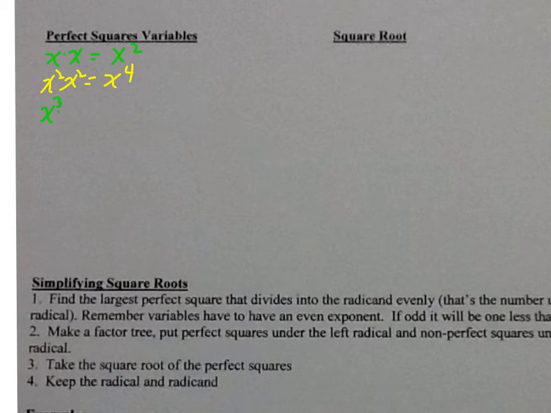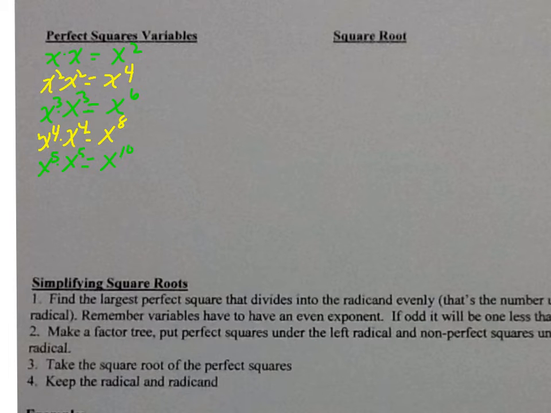X to the 3rd times x to the 3rd is x to the 6th. X to the 4th times x to the 4th is x to the 8th. Hopefully you are starting to see a pattern. X to the 5th times x to the 5th is x to the 10th. So what do you notice about all the exponents? All the exponents here, just look at them. We have 2, 4, 6, 8, 10. All the exponents are even.